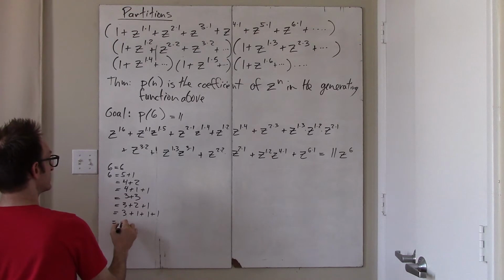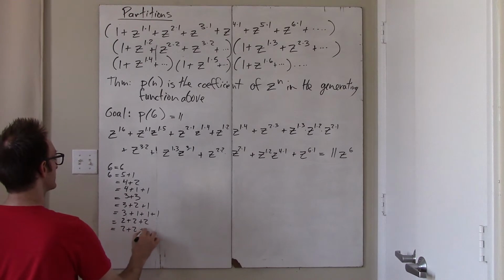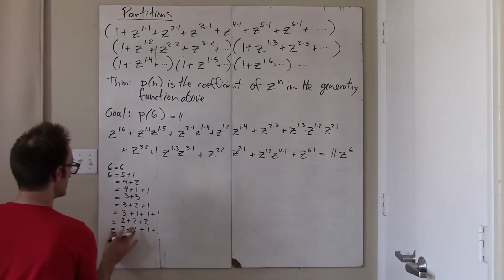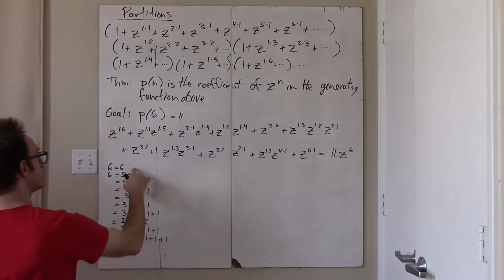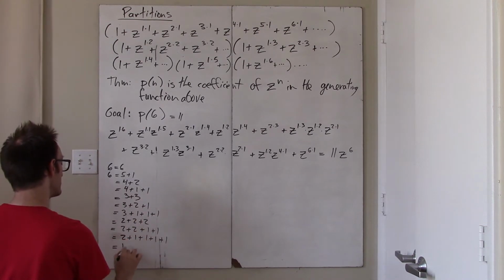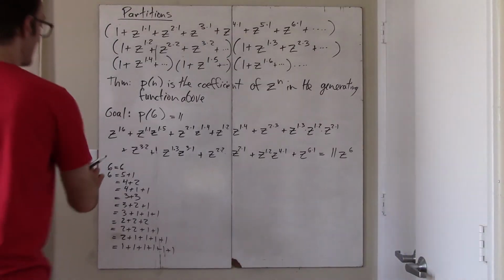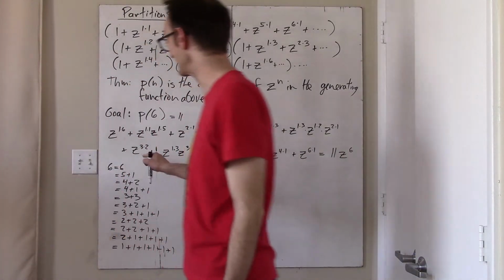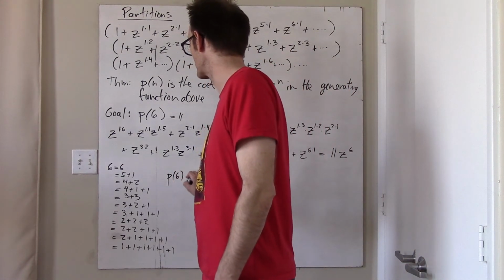Then there's 2 plus 2 plus 2. Then there's 2 plus 2 plus 1 plus 1. Then there's 2 plus 1 plus 1 plus 1 plus 1. 1, 2, 3, 4, 5, 6, 7, 8, 9, 10. And the 11th one is where you just have 6. Okay. So by just using my brain and being careful, I have computed 1, 2, 3, 4, 5, 6, 7, 8, 9, 10, 11, but I don't think I messed up. I have computed that there are in fact 11 ways. I've listed the 11 partitions, and therefore p of 6 is indeed 11.